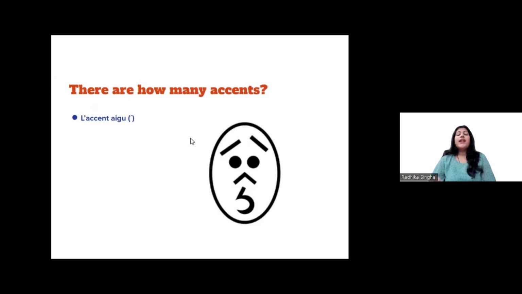The first one, l'accent aigu, which is a small diagonal hyphen towards the right. And this l'accent aigu is only found in the vowel E. Next, we have l'accent grave, a small diagonal line towards the left. This we find on 3 vowels, E, A, and U.